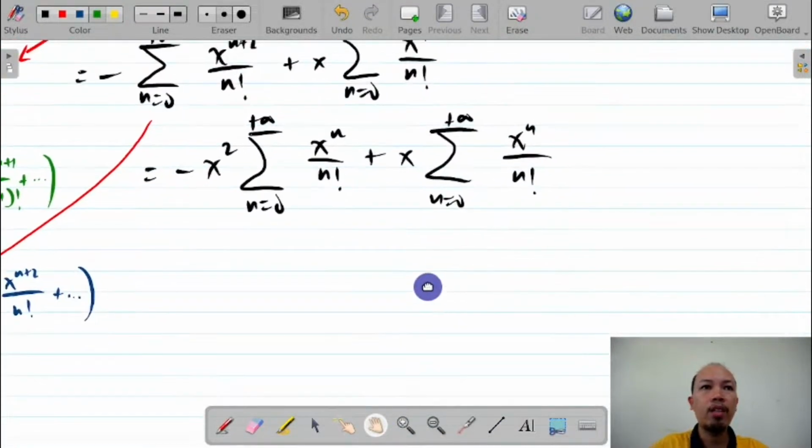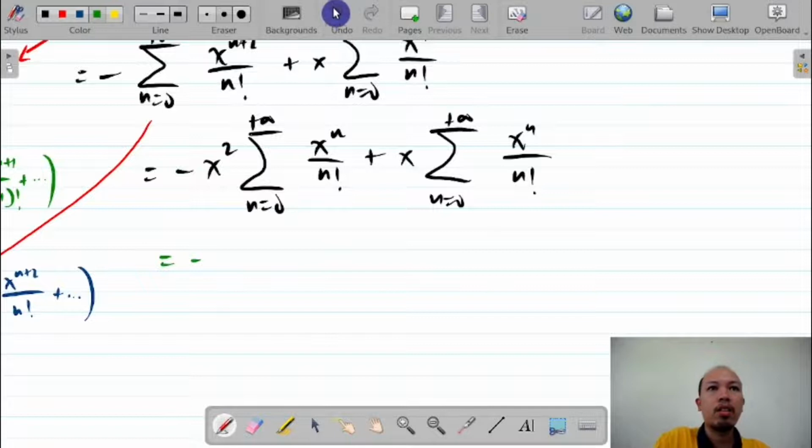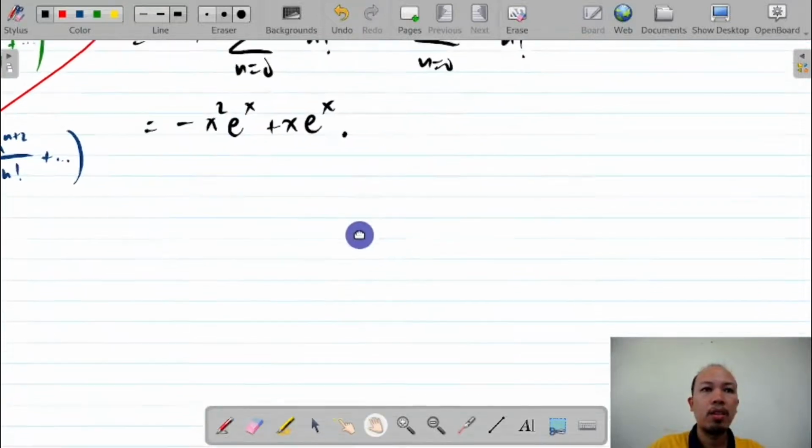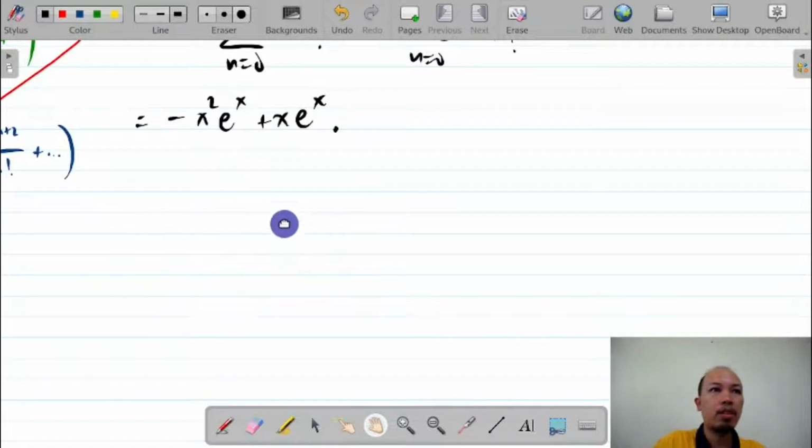And finally, this is negative, sorry, this is negative x squared e to the x plus x e to the x. Okay, so that's it. We are almost done.